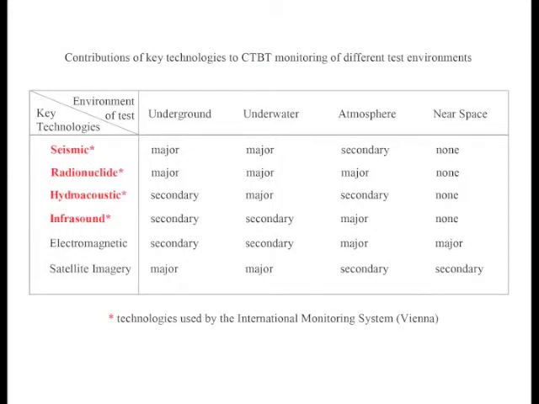Because to the extent that one has high confidence in the estimate of depth, one improves the confidence in the estimate of yield. A deeper explosion would be associated with a smaller seismic signal if conducted at the same yield, but deeper and deeper and deeper.